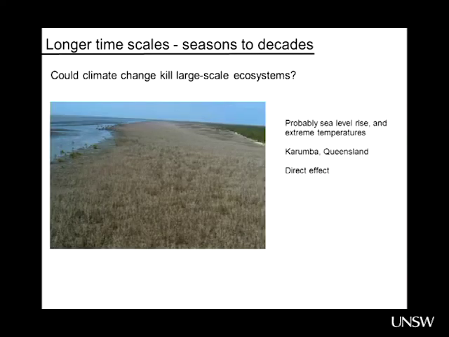We do know we can kill ecosystems. This is Kurumba in Queensland. It's, I think, what's that forest called? Mangroves. And it's not absolutely clear why the mangroves have died over hundreds of kilometres. Some people are suggesting it's changes in sea level, some people are suggesting it's some extreme temperatures. I'm not sure I know. But you can see large-scale ecosystem collapse.